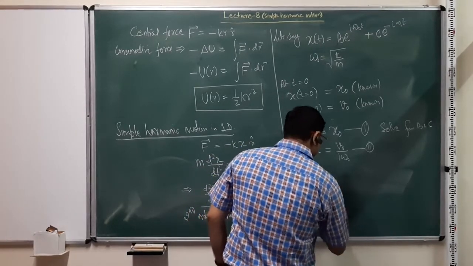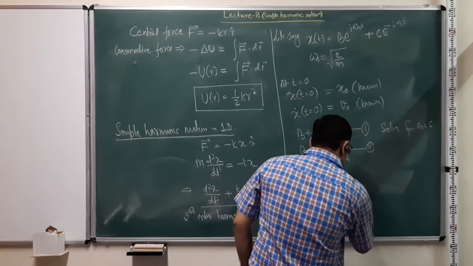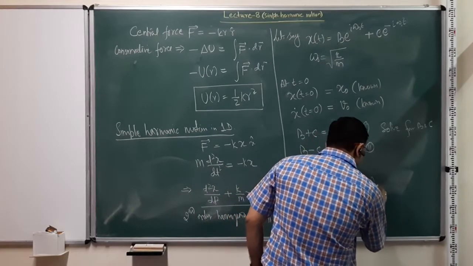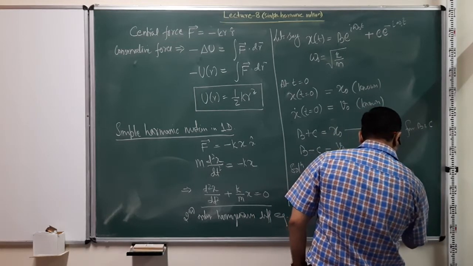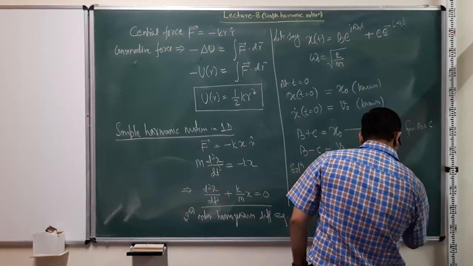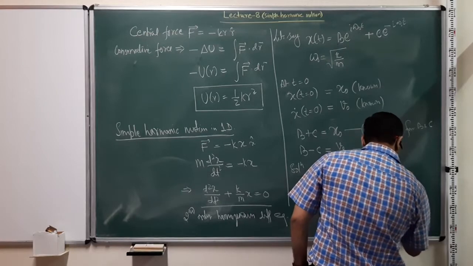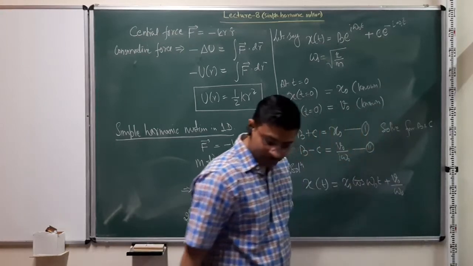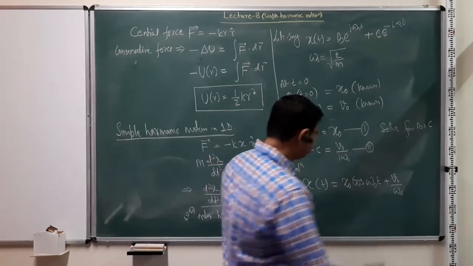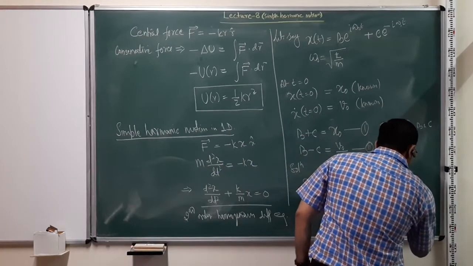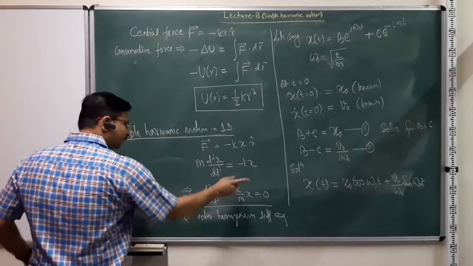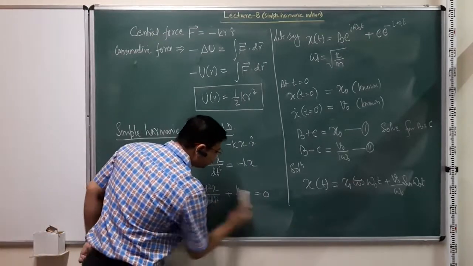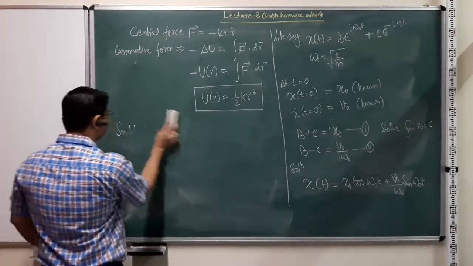So the solution will be x of t is equal to x naught cos of omega naught t plus v naught over omega naught sin of omega naught t. Okay, so this is the solution for a one-dimensional simple harmonic oscillator.